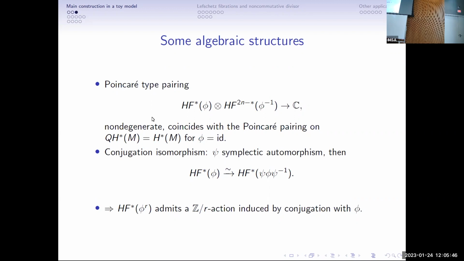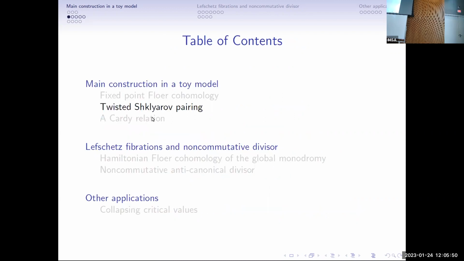Okay, so this is the closed string part. So now let me move to the open string part. So I'm going to define the notion of twisted Shklyarov pair, and before that, we need to do some kind of preparation.